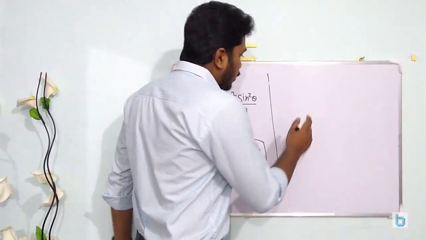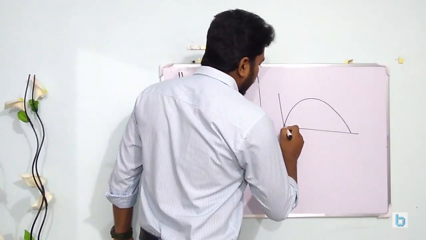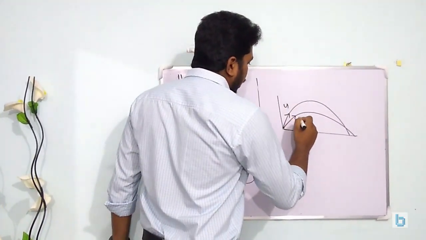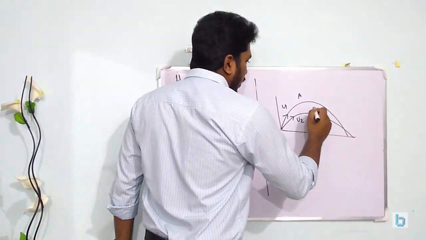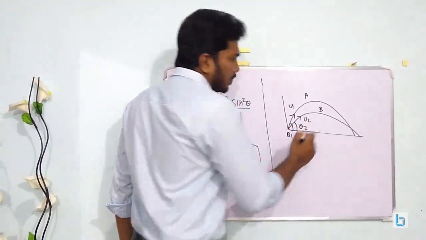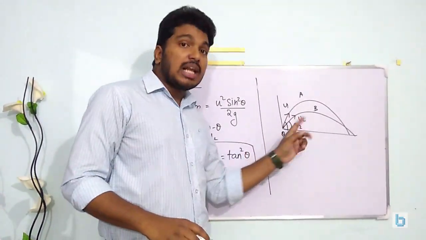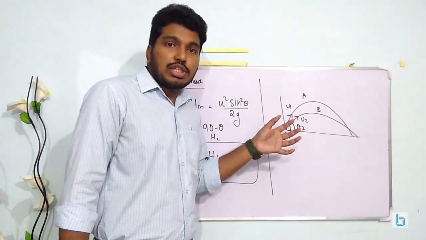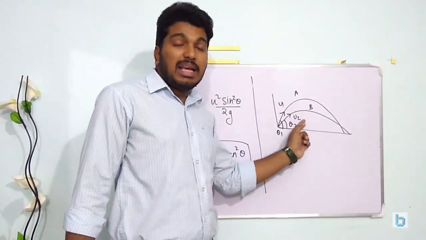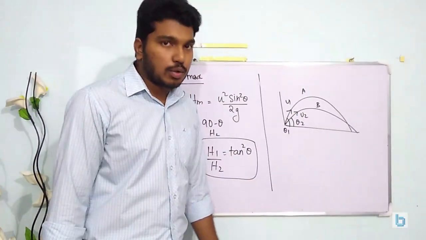Clear? Now suppose two projectiles are launched with initial velocities, one with an initial velocity u1, the other with an initial velocity u2. Let's take this as a and this as b, and the angles are theta 1 and theta 2 respectively. In this situation, when we observe one projectile from the other, relative to each other, the motion appears to be in a straight line. When observing b from a, or a from b, it appears to be moving in a straight line relatively.